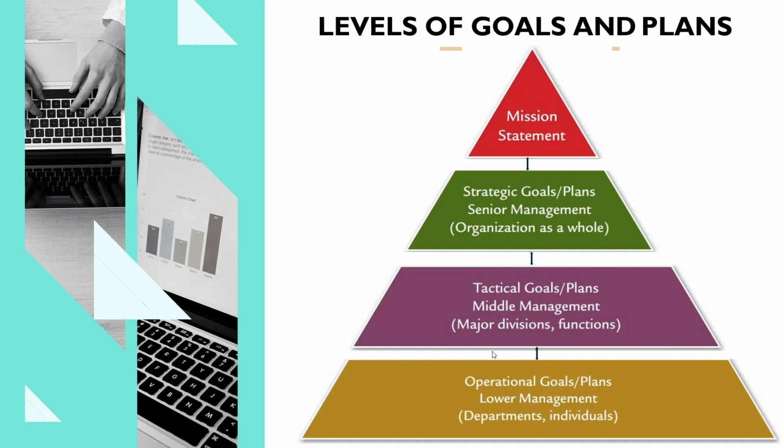And number 4, we have here operational goals or plans. So at the bottom of the pyramid, we have operational goals and plans created by lower management. So these plans are focused on day-to-day activities and specific tasks at the department or individual level. So we have to remember that in each level, they are connected. Strategic plans provide the overall direction, while the tactical and operational plans break down that direction into actionable steps at different levels of the organization. Okay?